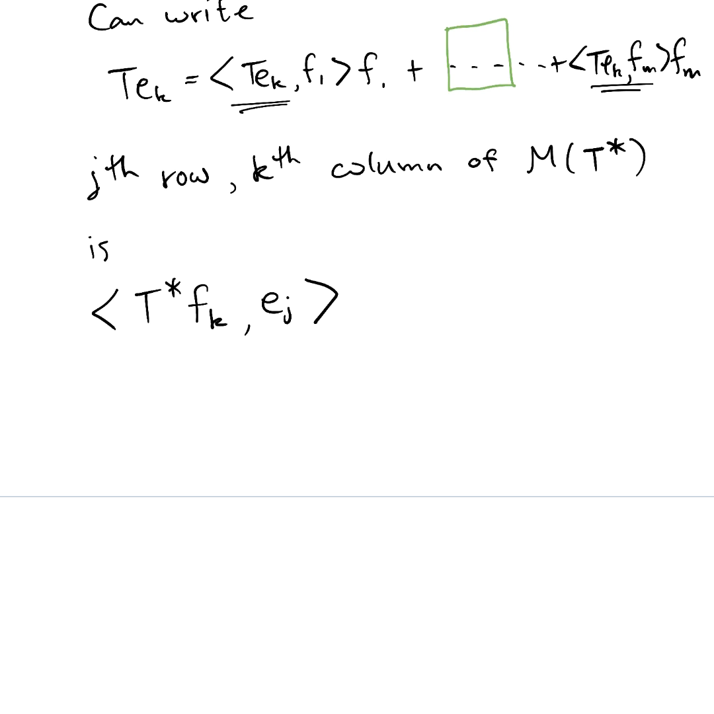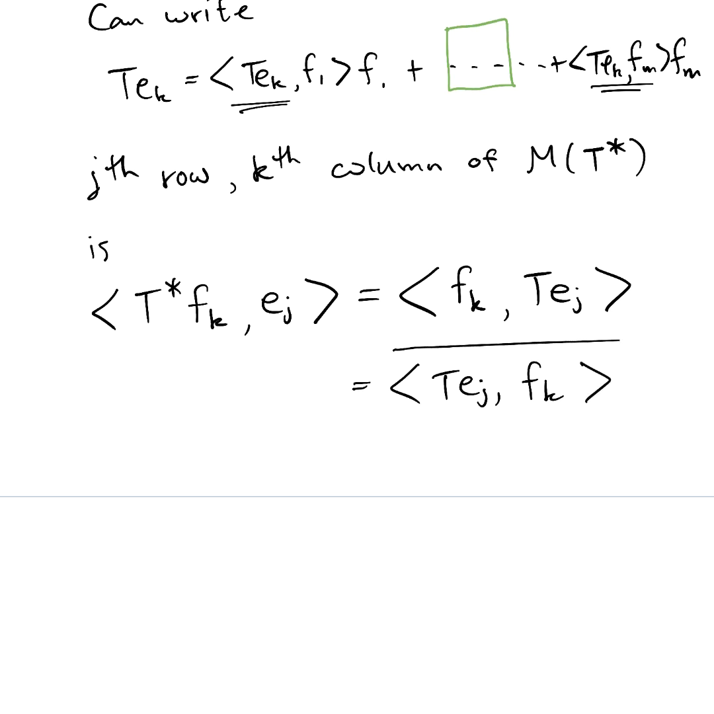But this is delightful because you know how T star and T are related. This is actually Fk inner product T Ej, which is T Ej inner product Fk. It's a pretty bad angled bracket. All conjugate, because any inner product has conjugate symmetry.